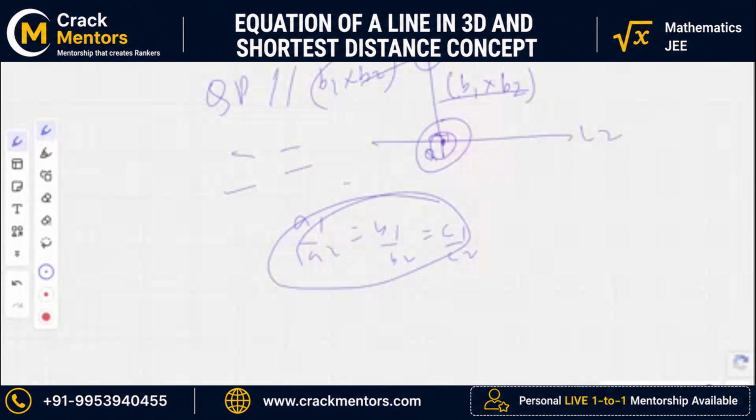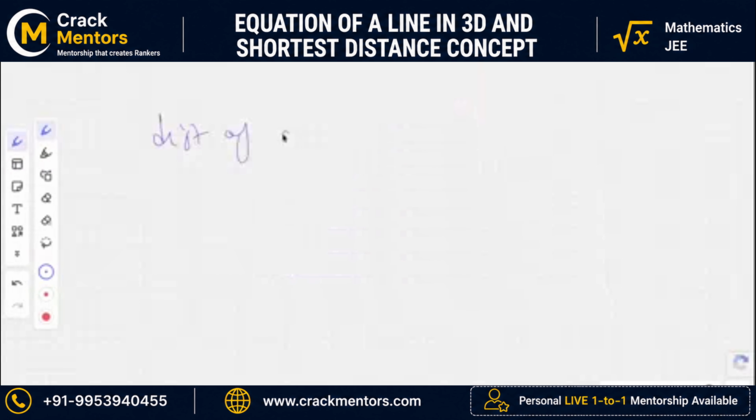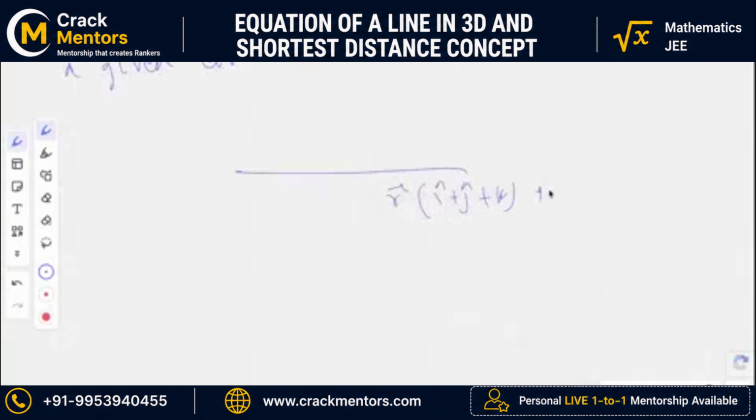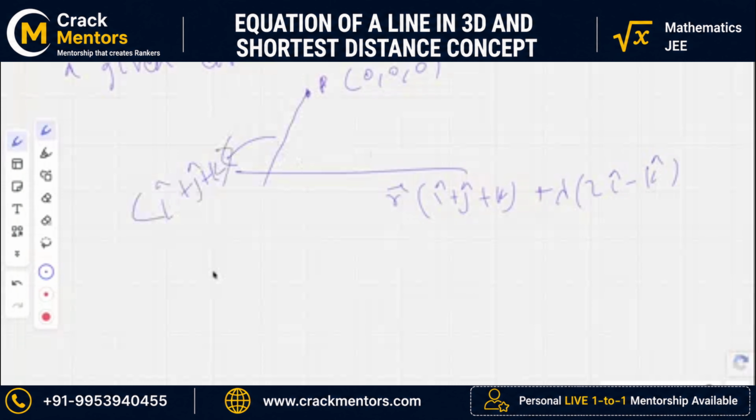Oh, okay, got it. Yeah. And then, okay. Now the last concept: distance of a point from a line along a given direction. So this we did in straight lines also. Let's say we are having this i plus j plus k plus lambda times 2i minus k, and this is some point 0, 0, 0. We have to find the distance between this point and this line along the line whose direction ratios are i plus j plus k. Basically this is the direction ratio vector. So that means we have the point, we have the direction ratio, right?